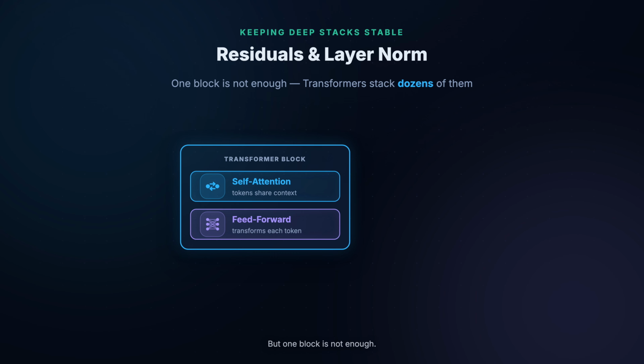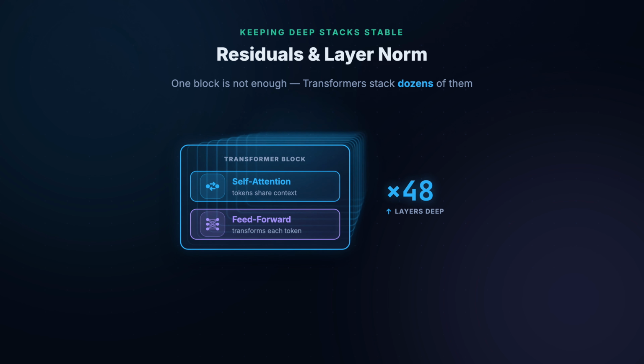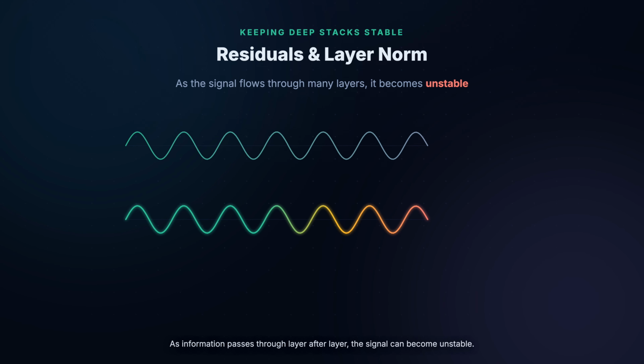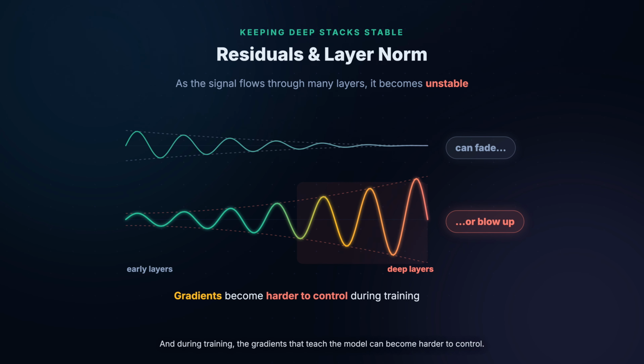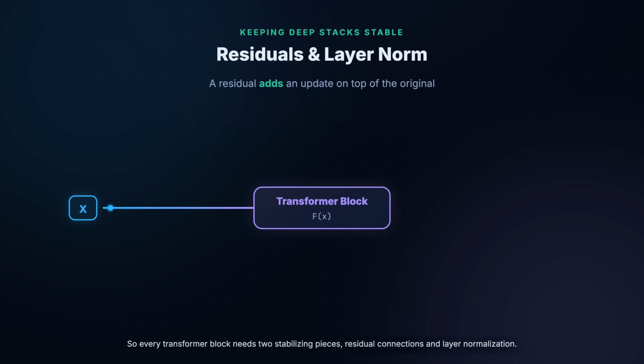But one block is not enough. To build a powerful language model, transformers stack these blocks again and again, sometimes dozens of layers deep. And that depth creates a problem. As information passes through layer after layer, the signal can become unstable. It can fade, it can grow too large. And during training, the gradients that teach the model can become harder to control. So every transformer block needs two stabilizing pieces: residual connections and layer normalization.